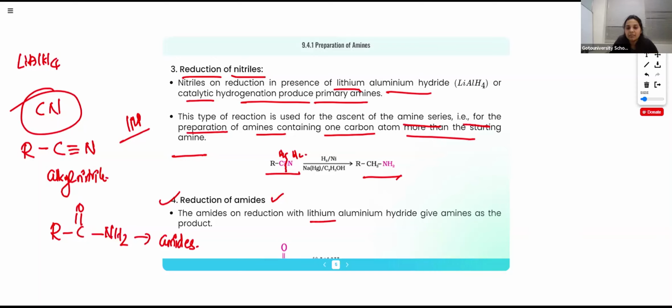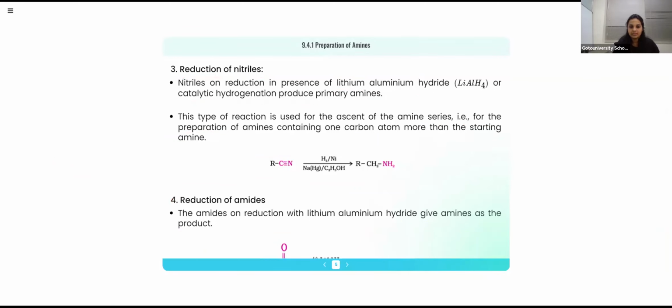Amides on reduction with lithium aluminum hydride. See, in many reactions the reagents are the same, I told you. So the amides, on reduction with lithium aluminum hydride, give amines as the product. Got it? So this one also you have to remember. I told you the reaction conditions and the reaction medium are all important. Any doubt? Sure? Now, next one.